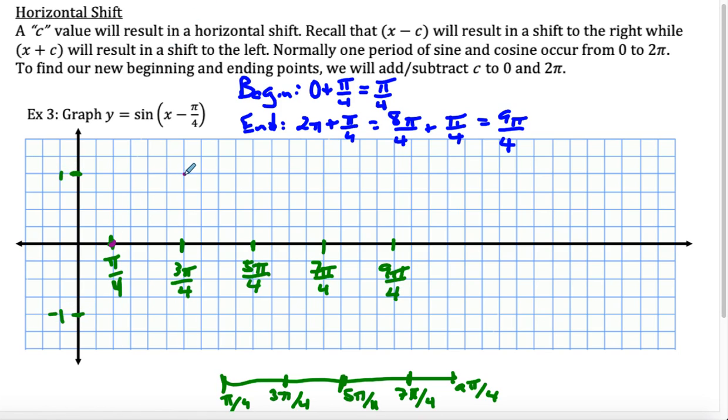So this is what our basic shape of the sine curve would look like. So sketch out our 1 period. Okay, so a C value shifts our graph either to the left or to the right. Okay, let's do one more example.